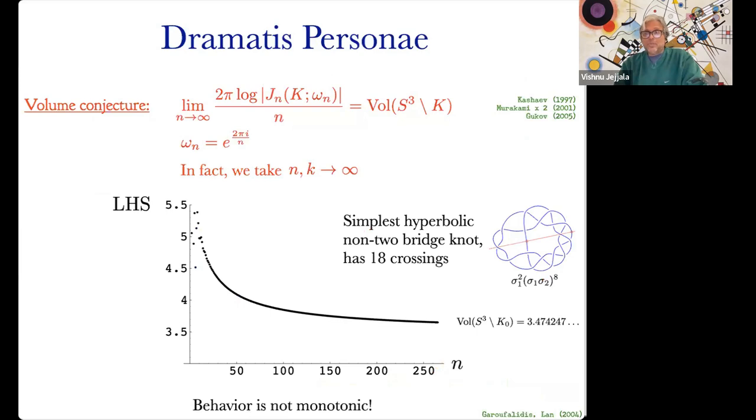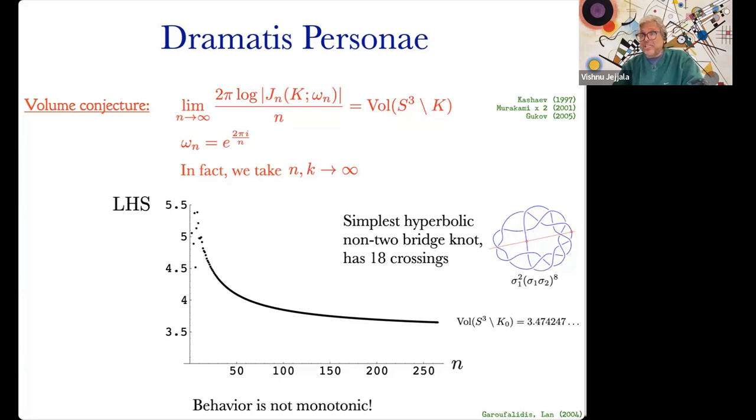Okay, so now that I've introduced these actors, let me tell you about how some of these actors are related. There's a volume conjecture due to Kashaev, Murakami, and Gukov, which says if you take the colored Jones polynomial, considered in these various different representations of SU(2), you take the limit where the dimension of the representation goes to infinity, and you evaluate the Jones polynomial at a primitive root of unity, then the conjecture is that this gives you the volume of a knot complement for these hyperbolic knots.